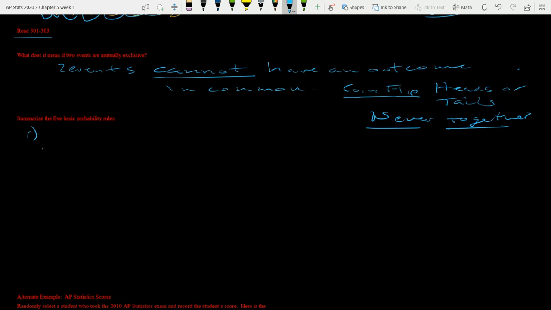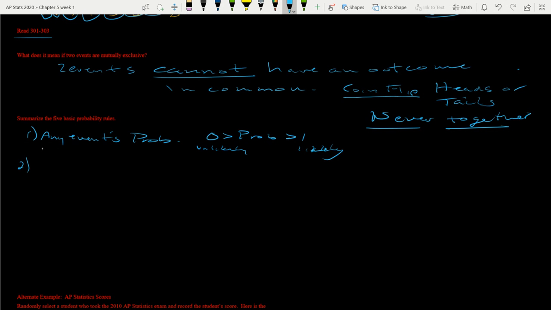So the first principle is this, that any event's probability is between 0 and 1. In other words, this is very unlikely and this is likely. Can't have more than 100%. So the probability is between 0 and 1. It can be 0.5 for 50-50. That's rule number 1.